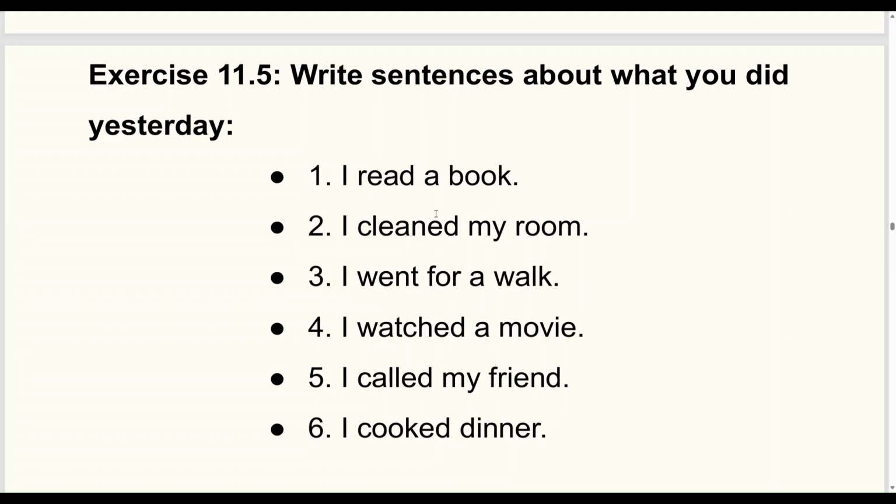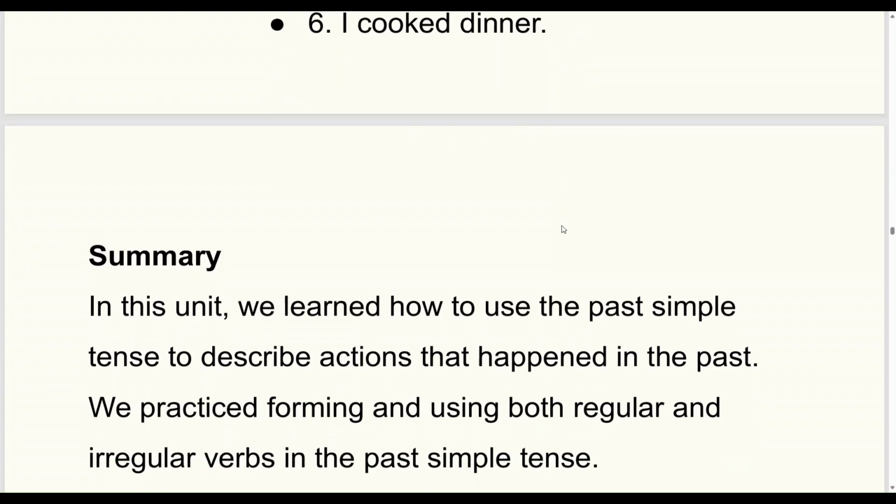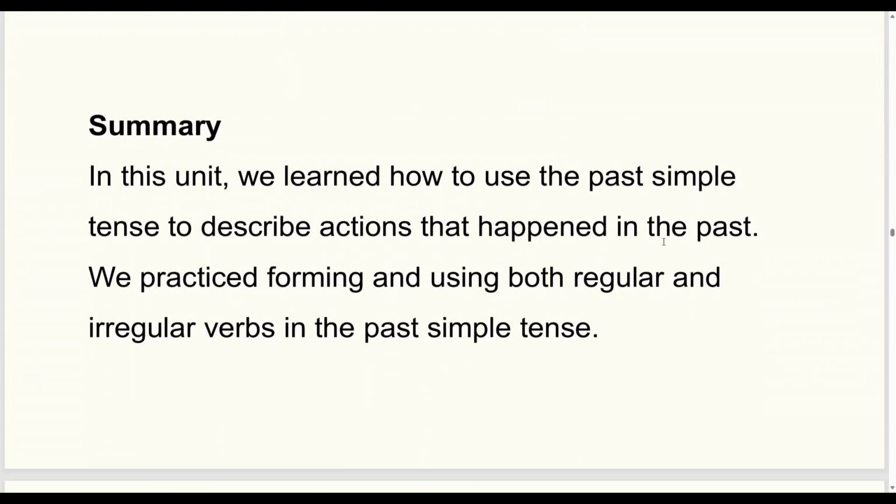I read a book. I cleaned my room. I went for a walk. I watched a movie. I called my friend. I cooked dinner. So to make past simple tense, we use the past form of the verb after the subject, and we use it to talk about something that started in the past and finished in the past as well.